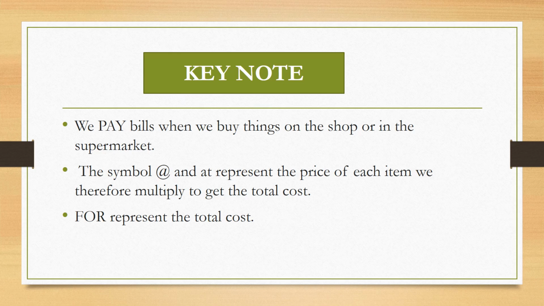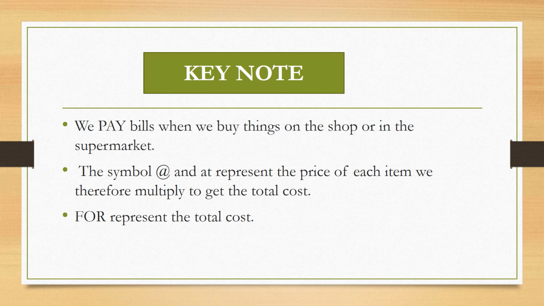So when you're talking about bills, everybody, when you're going maybe to the shop or supermarket, after buying some commodities, you'll find out that there are some bills that you need to pay. And right now we're going to calculate how to find your bill while purchasing items in a shop or in the supermarket. So there are some symbols that you must understand, that is each, at and for.